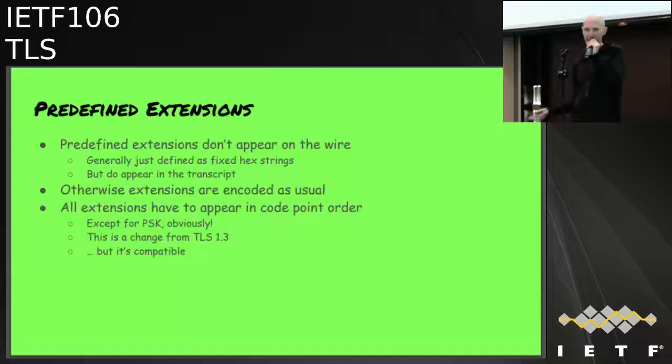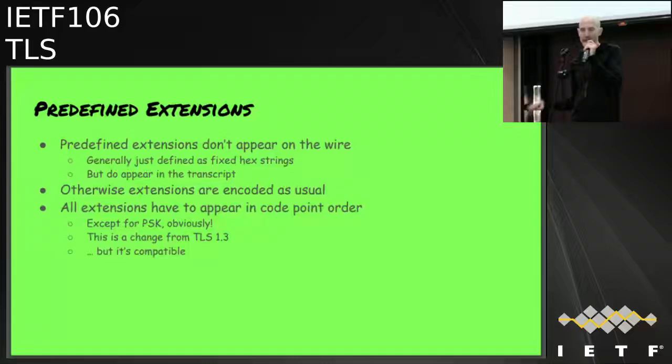The extensions do appear in the transcript, as I say. This allows you to have other extensions which are encoded as usual, which aren't the ones that are predefined. So they just pop in normally, and in order to make the compression and decompression work properly, we require the extensions to appear in code point order, which is a change from 1.3, but it's a compatible change. Namely, you're always allowed to do this except for PSK, and PSK just has to be at the end. If I recall, crypto had this property too, though it didn't have PSK.